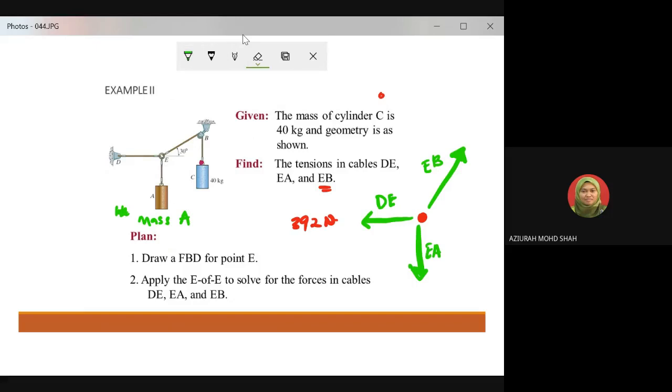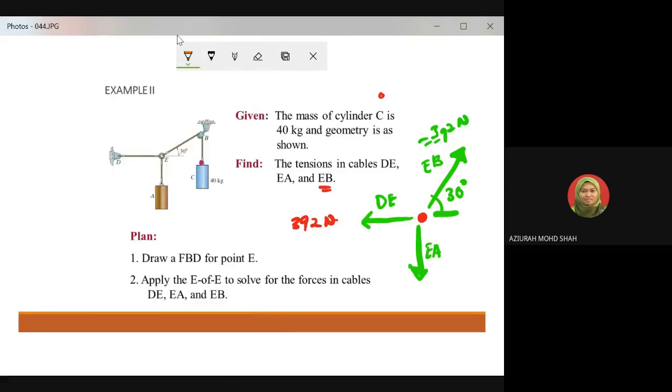EA sahaja. Okay, what angle that we have here is 30 degree. Okay. EB we know that it is 392 Newton. Okay, EB is 392. Kalau those who want to use triangle, okay, then you have to connect all the force lah.